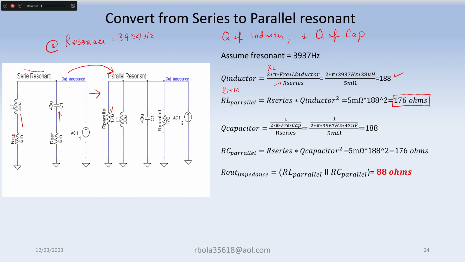And then we do the same thing with the capacitor. This is X of C, and I end up with the same Q value. And since I'm using the same ESR value, I end up with the same parallel resistance. That's there. So now you can combine these two. It's the RL in parallel with the RC, and that's where you get the 88 ohms impedance. So in case you were wondering where that came from, that's where it comes from.